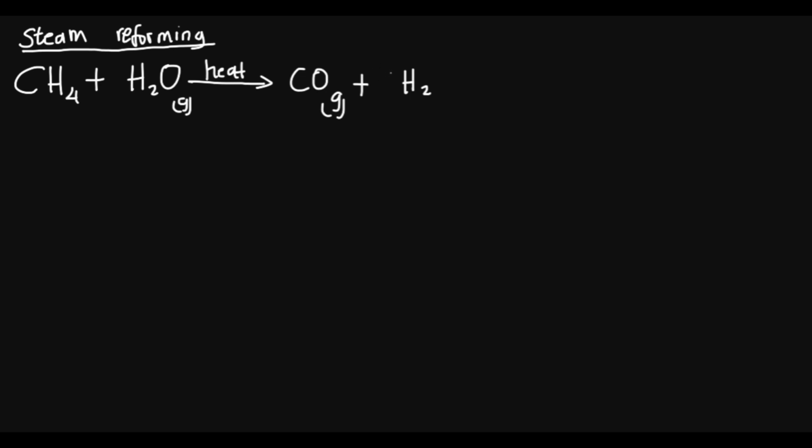So we can put 3 here so that we have 3 times 2, 6, and 2 plus 2, 6 also. So this is what we call steam reforming, where we have products such as carbon monoxide and hydrogen here. So that's it for this video.